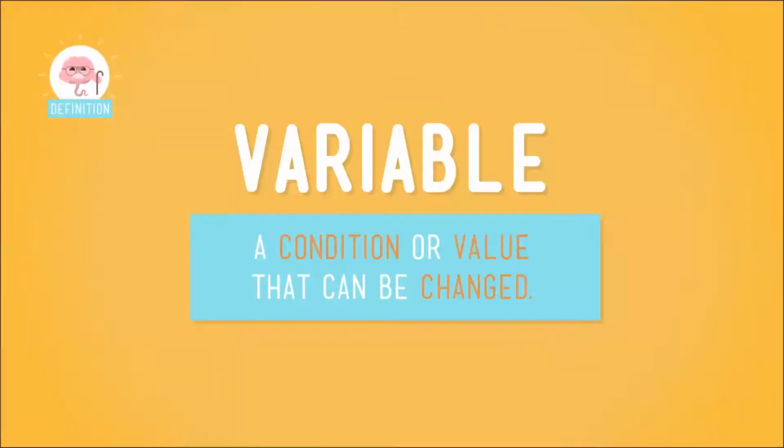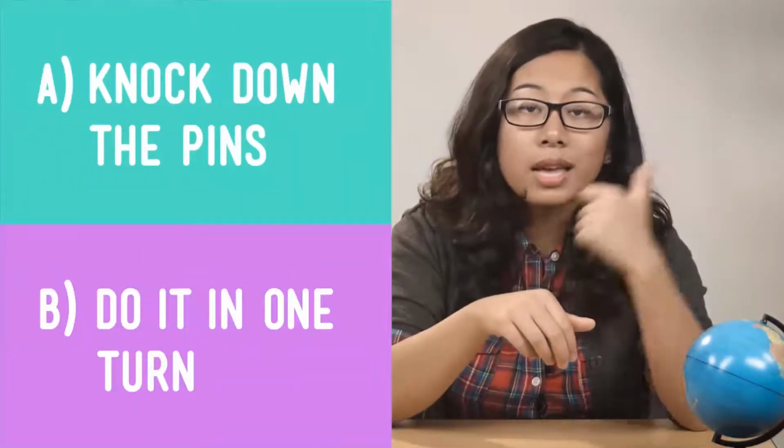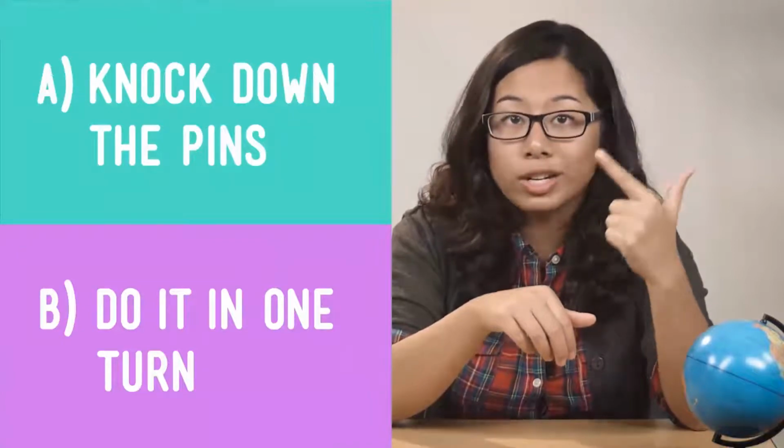First, you'll remember that we talked about variables, things we could change in order to, in this case, get a strike in bowling. And we also set the criteria that we could use to determine if we get a strike. In this case, those criteria are A, we have to knock down the pins, and B, we have to do it in just one turn. A challenge, maybe, but we totally got this.